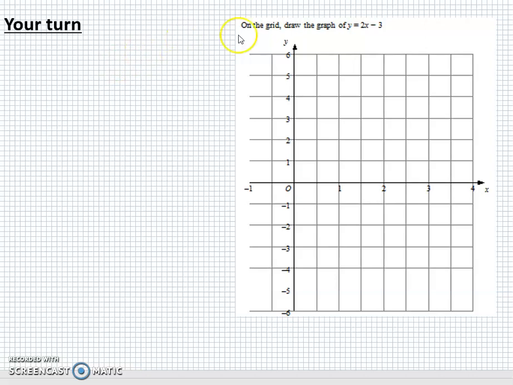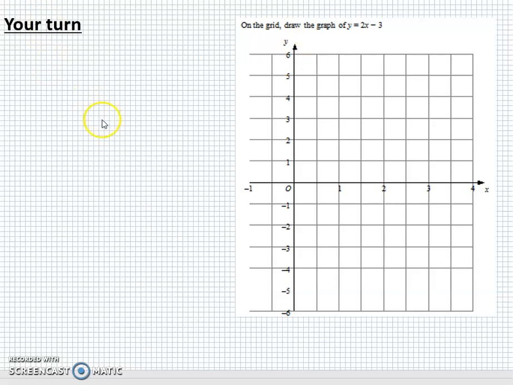So I would like you to have a go with this one here. On the grid, draw the graph of y equals 2x minus 3. You haven't been given a table of values, okay? So make sure for this question you do construct your own table of values first before you generate any coordinates to plot on the graph and plot them and then draw a line for that.